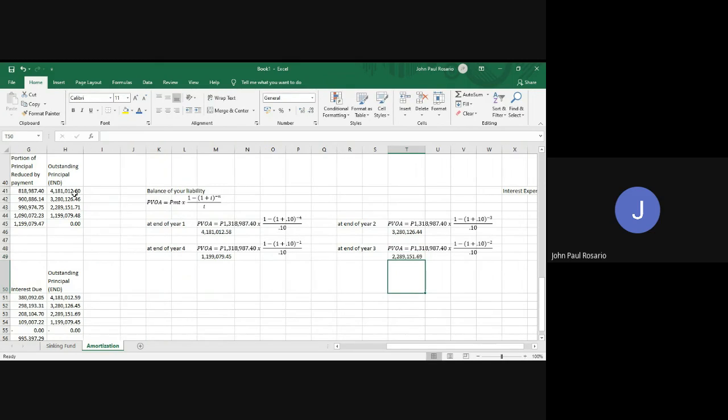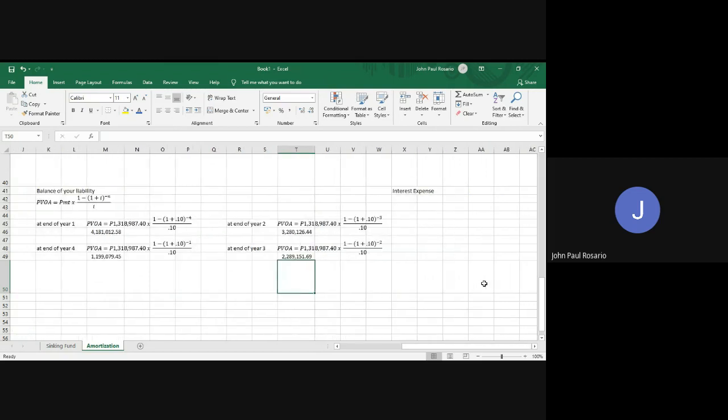So balance at the end of year 2, 3,280,126. And then the balance at the end of year 3, that is 2,289,151.50. Okay. Now, what if the question is interest expense? So what is the interest expense at year 1? Okay, at year 1. So, simple lang na siya, no? So, pila ang among balance at the beginning of year 1.